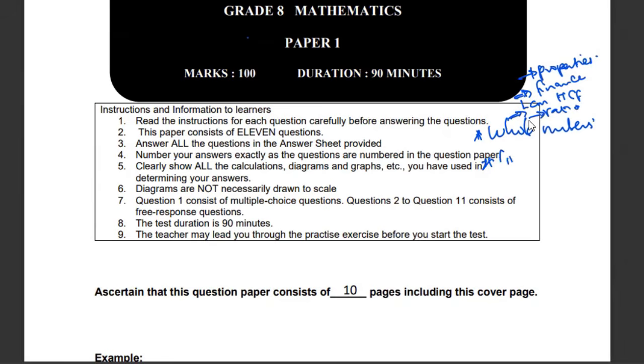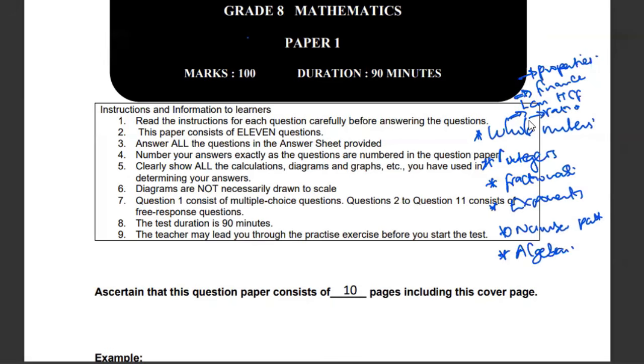Topic number 2 is what we call the integers, the positive and negative whole numbers. Then we have the fractions, both decimal as well as the common fractions. Then from there, we have the exponents. And then from the exponents, we have the number patterns. Then we have the algebraic expressions, and then we also have the algebraic equations. And then lastly, we can have our functions and relationships.